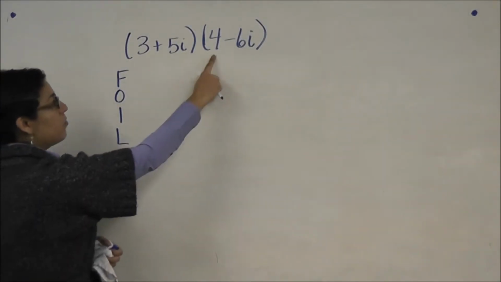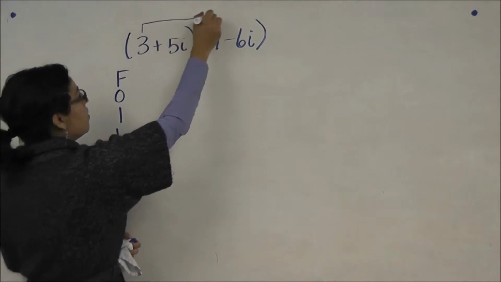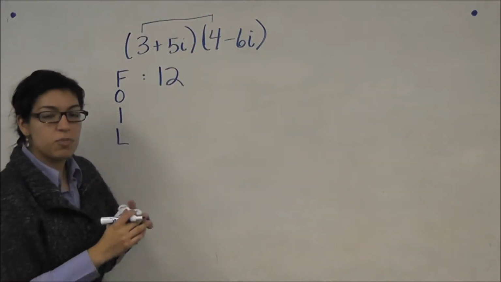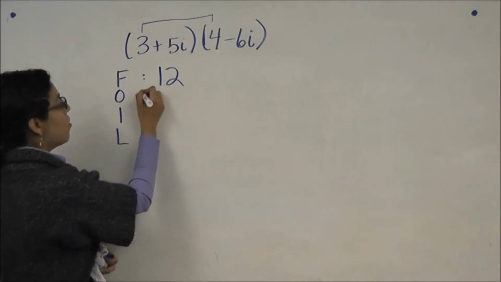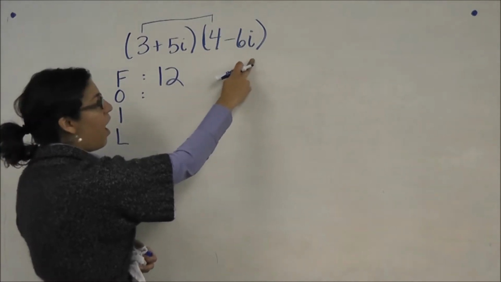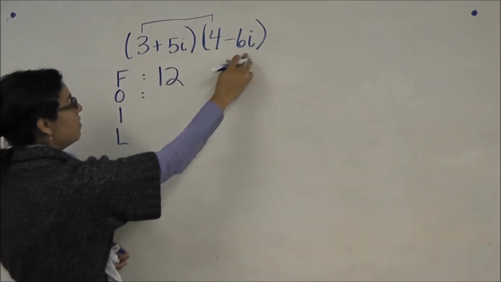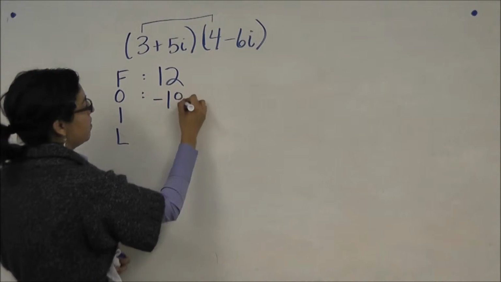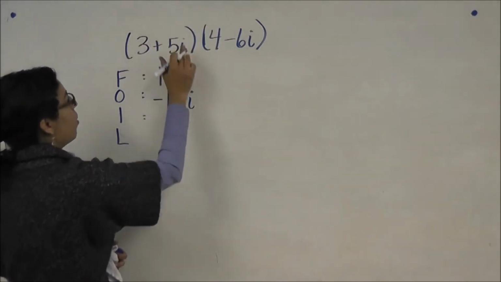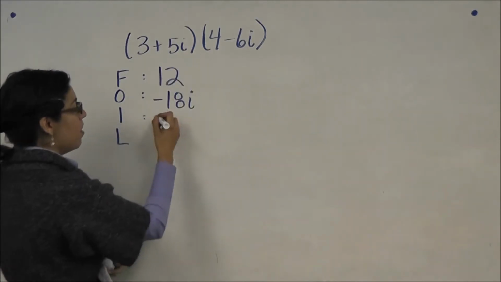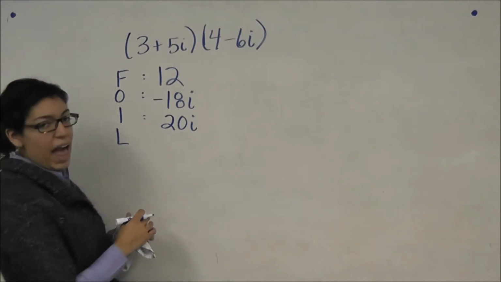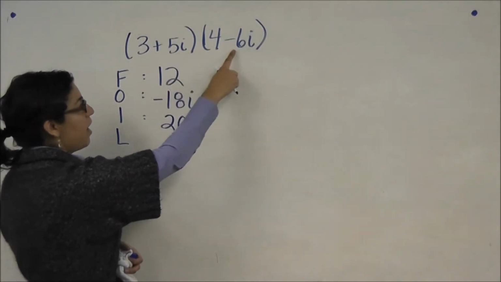So first times first, that would be our 3 times our 4, which gives us 12, regular old 12. We're just multiplying two real numbers together. For our outside terms, we have 3 times -6i. So 3 times -6i would give us a -18i. Our inside terms, we now have our 5i times 4. That would give us +20i. And then last, we have 5i times -6i.